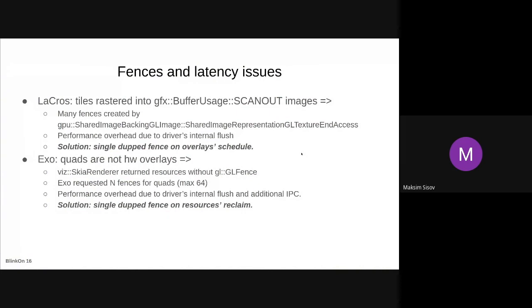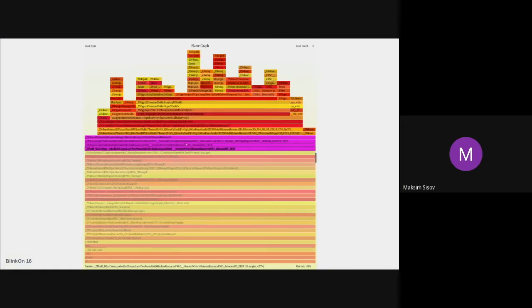Another problem was that textures that were overlaid from Lacros were not real overlays on the Ash side. As a result, they didn't have the GL fence attached. Instead, they used sync tokens. Whenever these resources were released, Exo had to create a fence for each returned resource. That was basically another problem, why we took about 5% of all the calls on the Exo browser process.